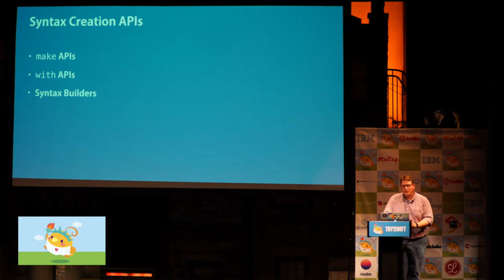So libSyntax gives you 3 APIs for creating syntax nodes. The MakeAPIs exist to create fully initialized nodes if you have all their constituent parts already. The WithAPIs exist to transform a node by replacing one of their children. And finally, the builders exist to let you incrementally build nodes as you determine what parts you need.